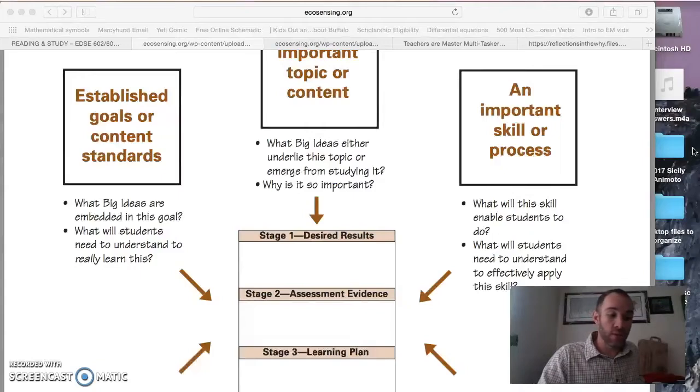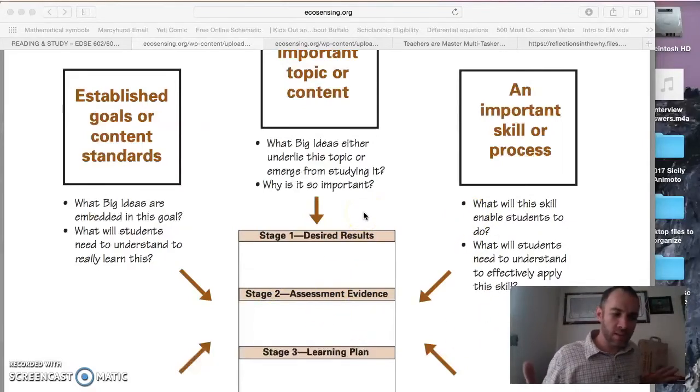So we have your traditional versus alternative. We have your formal versus informal, where you have graded or not graded checks for understanding. And then formative versus summative. Formative happening during the learning process, summative happening at the end.